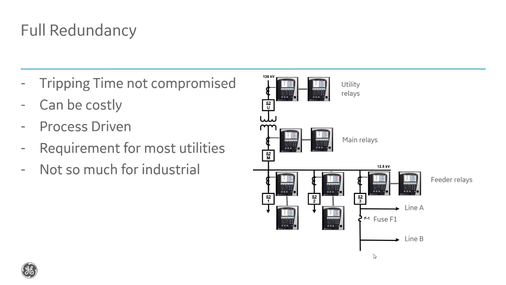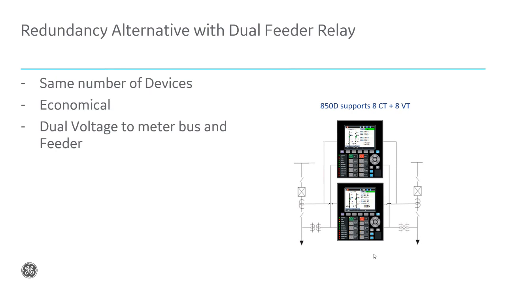With the dual feeder methodology, it does not double the number of relays. It's the same number of relays that you need. It's just more wiring. You have to wire those CTs into that switchgear, but hopefully they're right next to each other, so it's not a big deal to wire that.